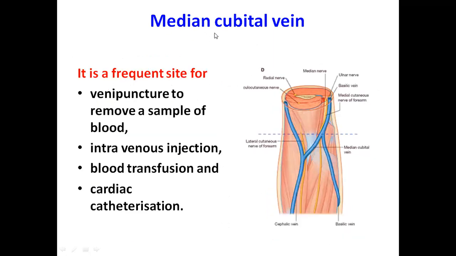Now, what is the clinical significance? Why are we so much bothered about this median cubital vein? Because it is a frequent site for venipuncture. If you are planning for removal of a blood sample, or when you are planning to give any intravenous injection, or a blood transfusion for your patient, and also for cardiac catheterization, we can make use of this median cubital vein.